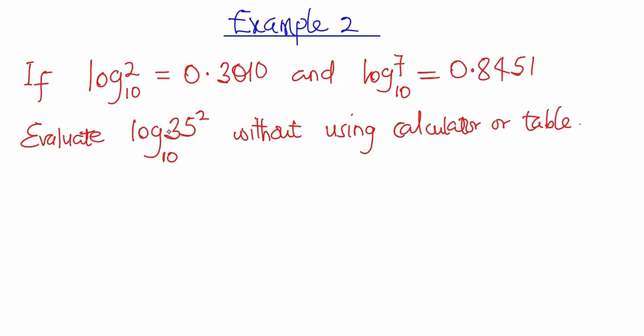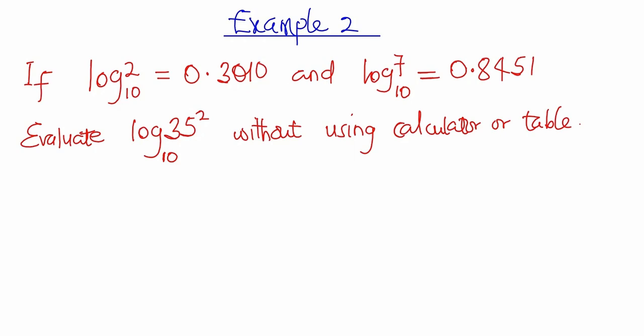Now in example 2, it says that if log 2 base 10 is equal to 0.3010 and log 7 base 10 is equal to 0.8451, evaluate log 35 exponent 2 base 10 without using calculator or tables.